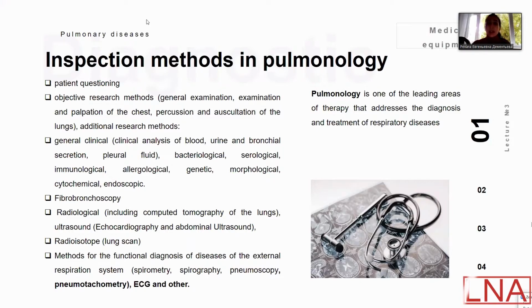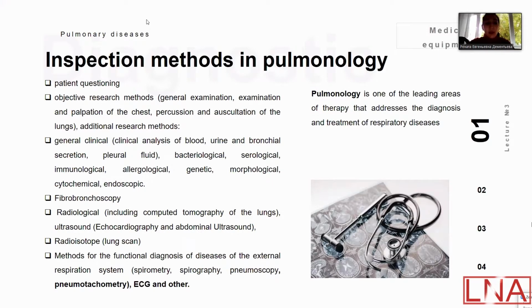Next type of instrumental methods, fibrobronchoscopy. We will have a special lecture about methods of diagnostics in pulmonology. Next, radiological methods, including computer tomography of the lungs, MRI, ultrasound method of diagnostics of the lungs, echocardiography, and abdominal ultrasound, and also ultrasound of the lungs, like a gold standard in real time in well developed economic countries. Not radiography: ultrasound of the lungs is the gold standard of assessment of the condition of the lungs.